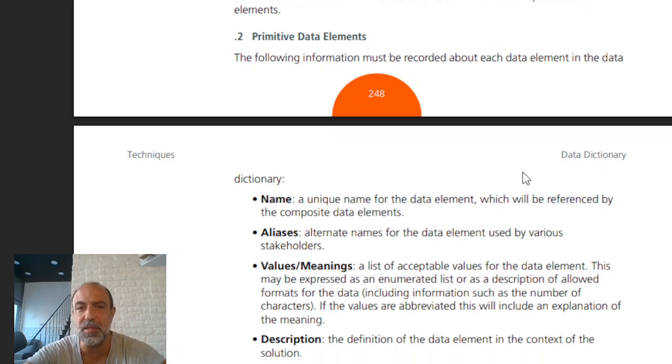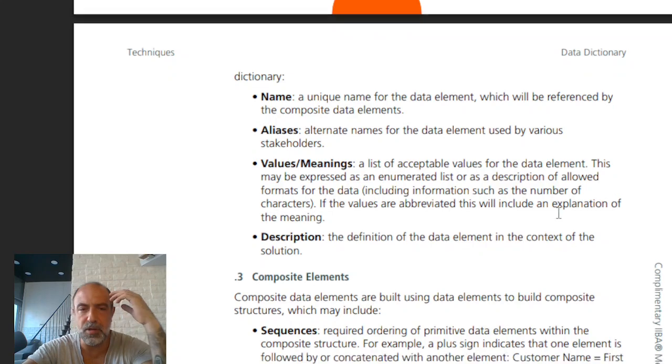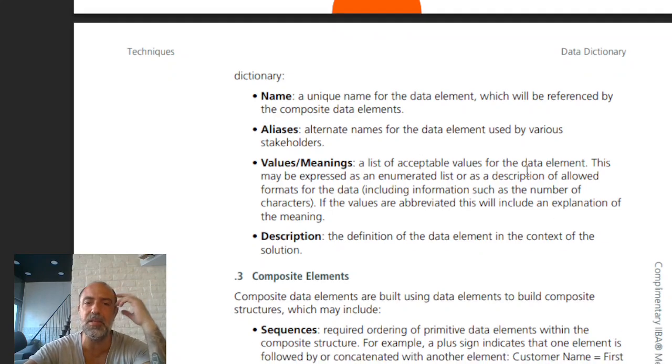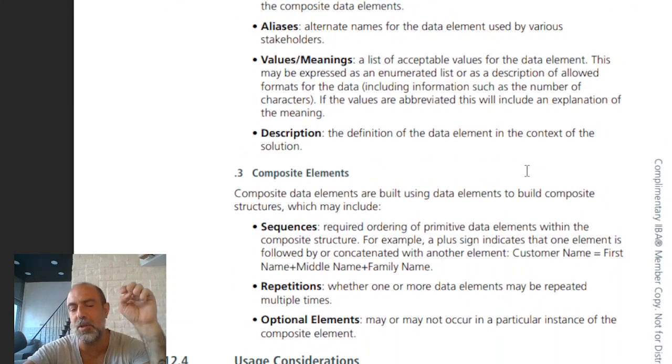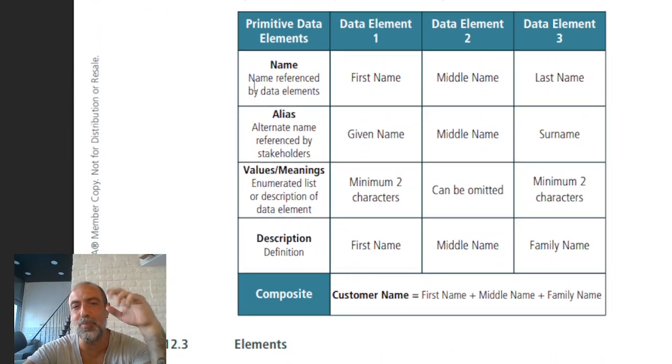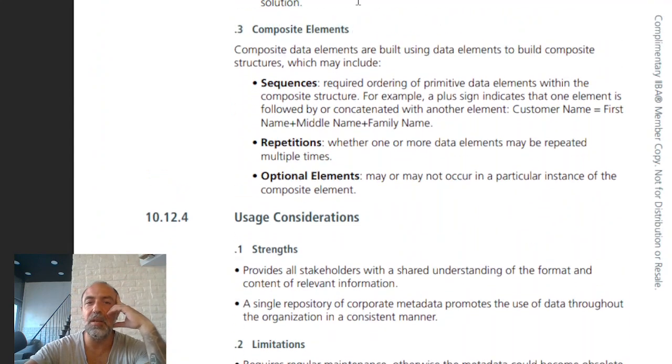About each data element in the data, a unique name for the data element which will be referenced by the composite data elements. That's the dictionary, sorry. The dictionary will have a name, aliases, values, meanings, and description. And all these connect to each other, right? Because what they do is they're building around. You see the customer name is this. So all of these are used in order to label, build, put rules, regulations, and whatever. And composite elements are sequences, repetitions, and optional elements.